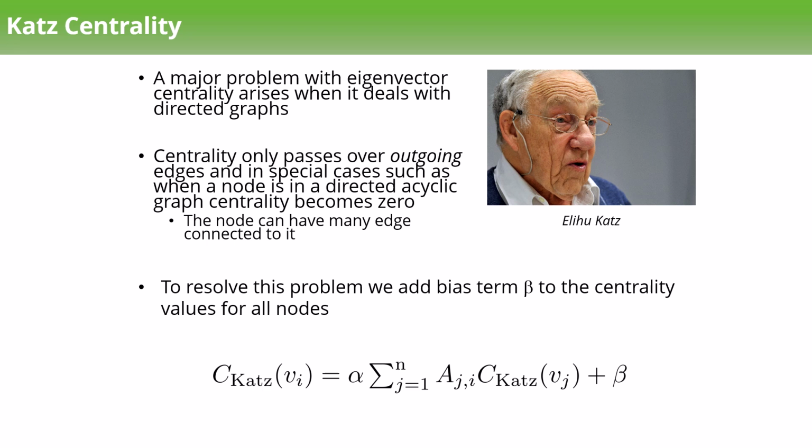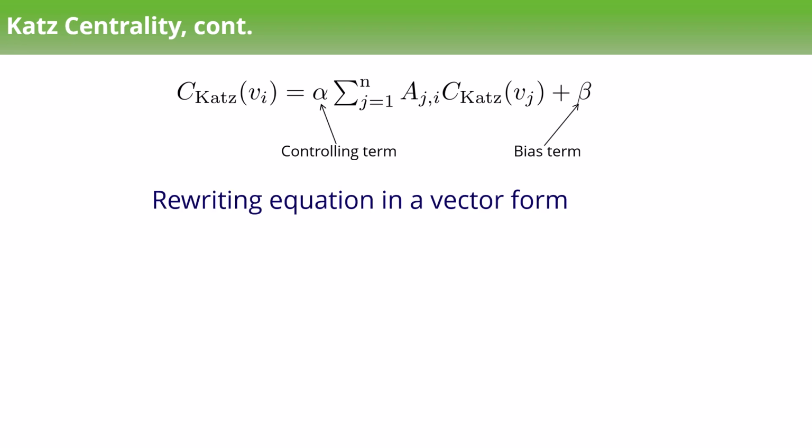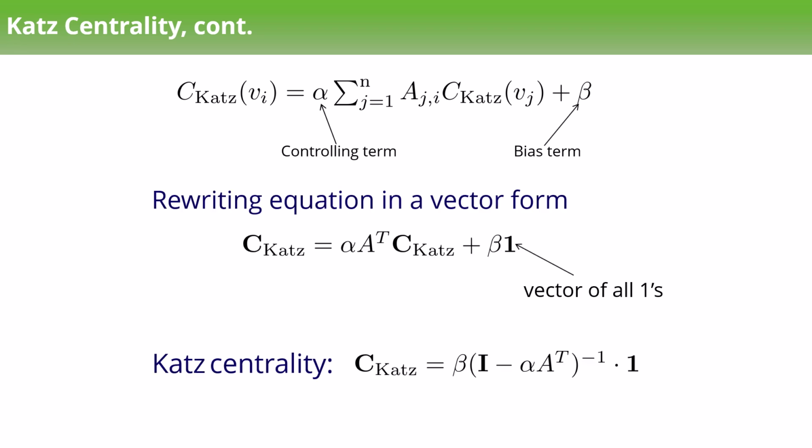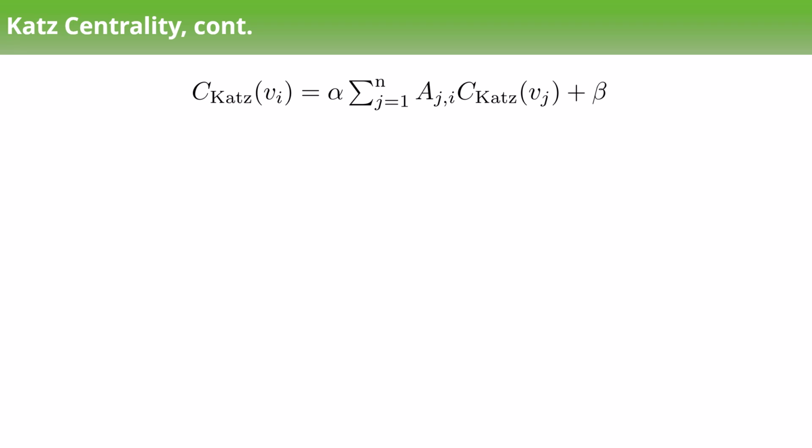To resolve this problem, we will add the bias beta. So Katz centrality of v_i equals alpha times summation over j equal to 1 to n of A_j,i times the Katz centrality of v_j, plus bias. So in the previous method the centrality equals the network contribution. Here the centrality equals the network contribution plus bias. So this is the eigenvector centrality plus the bias. So this is the Katz centrality.